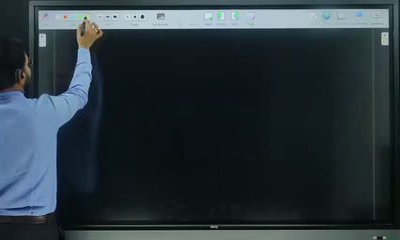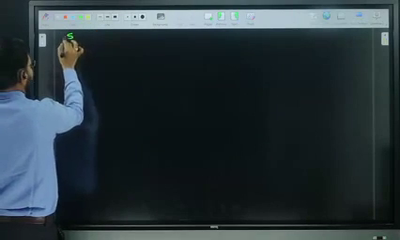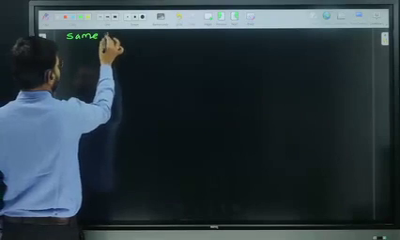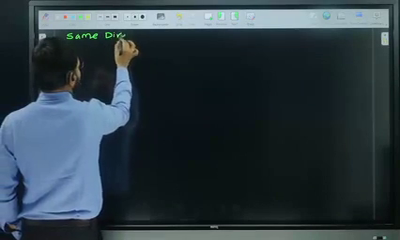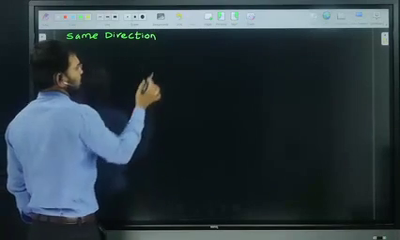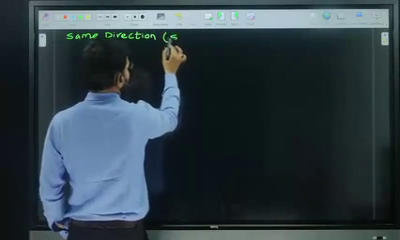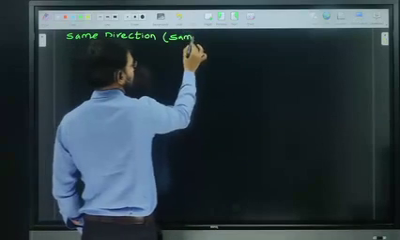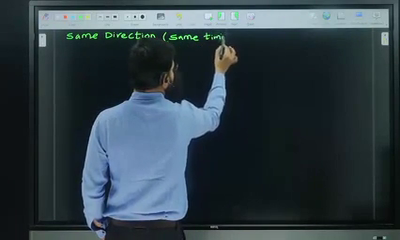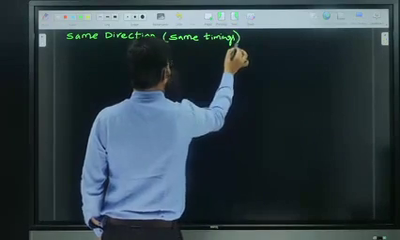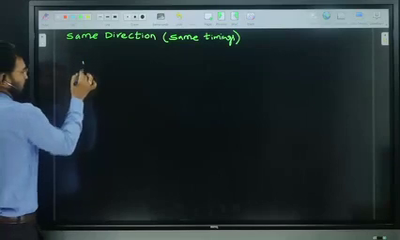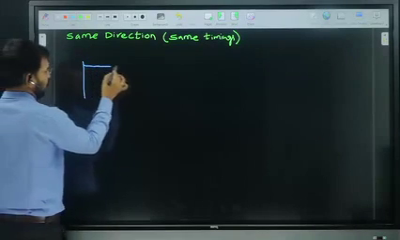Same direction. In bracket, same timings. Look at me, all of you. Same direction. Object 1.